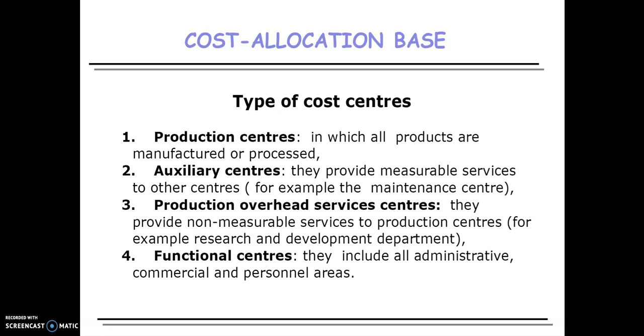Cost centers can be production centers, in which all products are manufactured or processed. Auxiliary centers provide measurable services to other centers, for example, the maintenance centers. Production overhead services centers provide non-measurable services to production centers, for example, the research and development department. Functional centers include all administrative, commercial, and personnel areas.